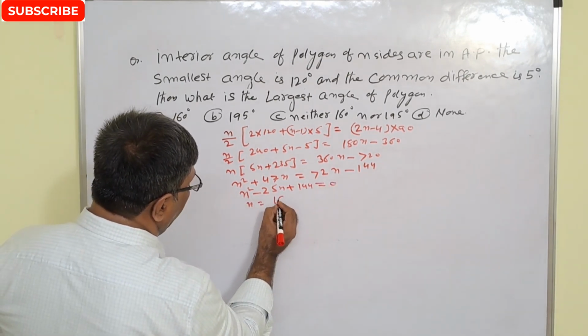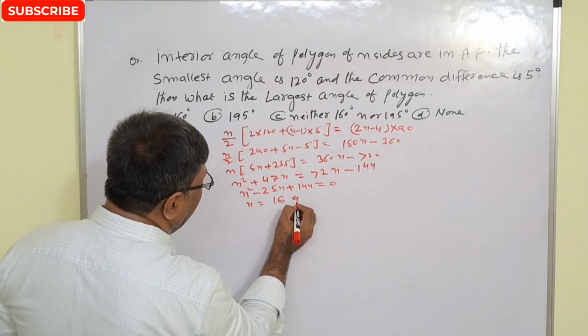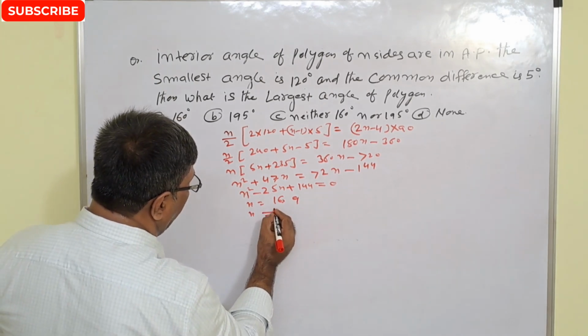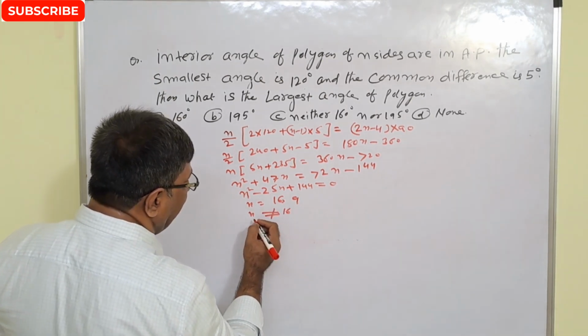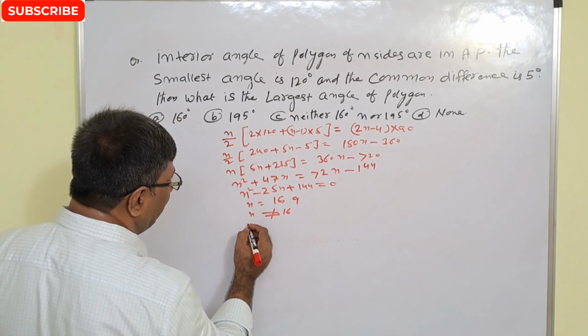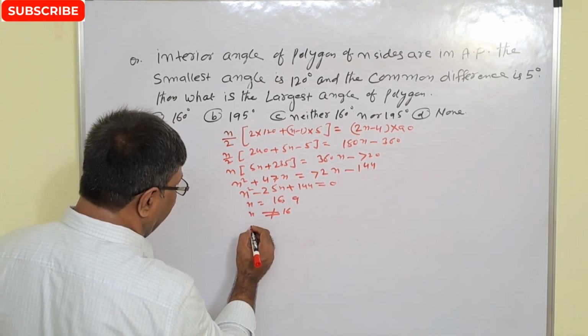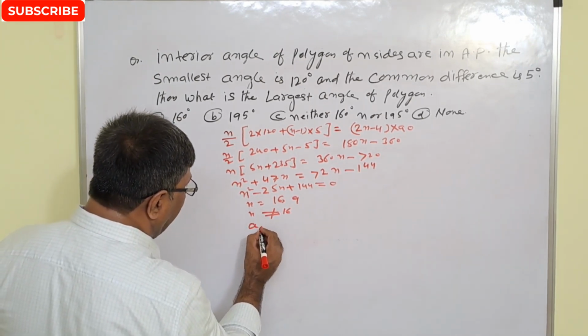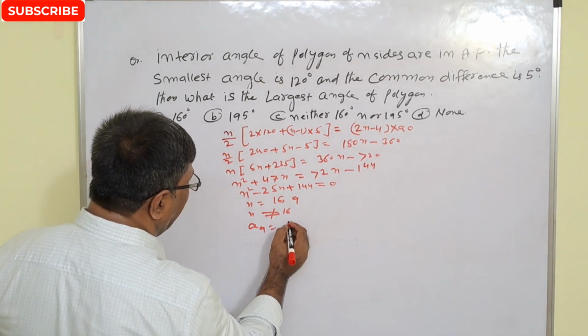So n equals what? 16 and 9. But n does not equal 16, because at n equal to 16 the angle will be greater than 180. So the correct answer is n equal to 9. So we need A9.